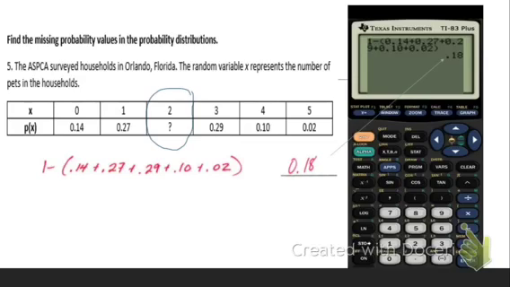So what I did is I added the probabilities for number of pets 0, 1, 3, 4, and 5, took that sum and subtracted it from 1. So if you look to the right, I used my TI-83 Plus calculator and entered the exact values that I wrote in red, and it gave me 18/100. So the probability of a household having 2 pets in Orlando, Florida is 18/100.